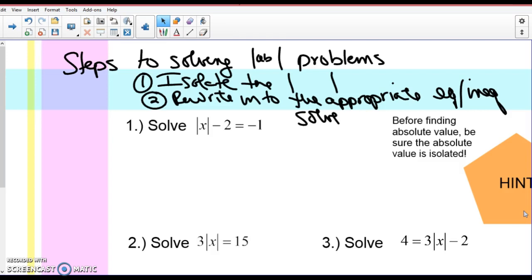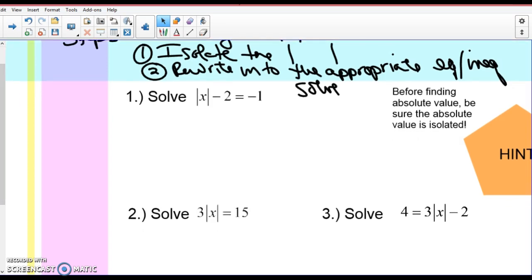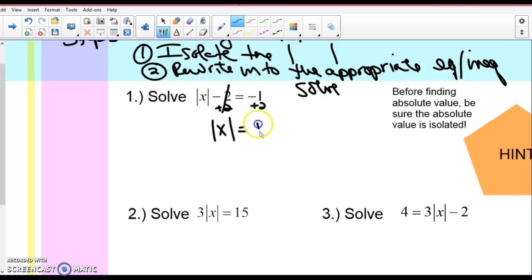So, to solve this absolute value equation, I need to isolate the absolute value. Isolate means get it alone. What do I do, Casey? Yes. Add 2 to both sides. So I'm going to have the absolute value of x is 1.